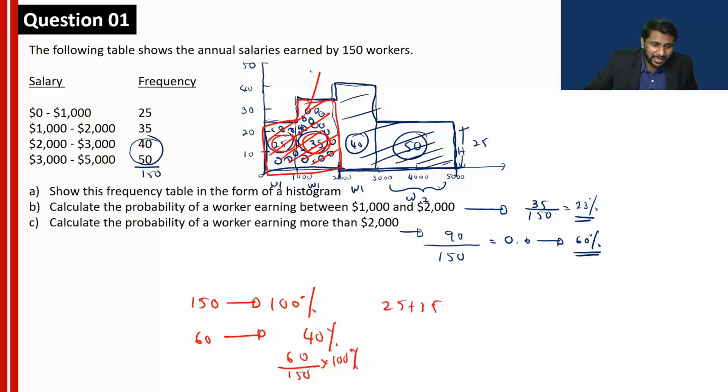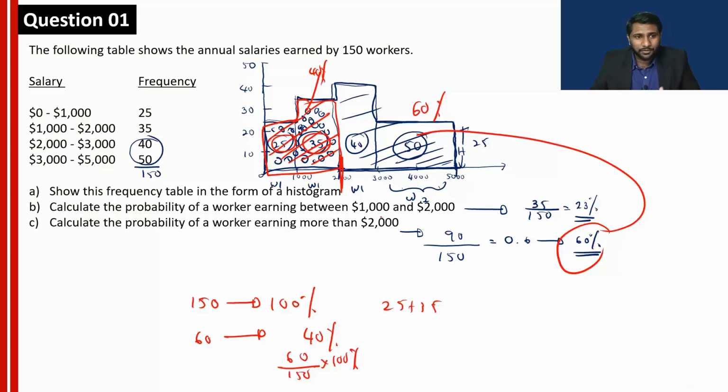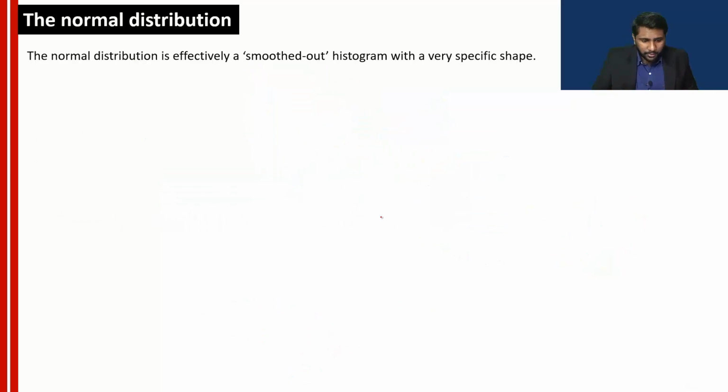So this red color area is showing you 40%, as we previously calculated. This blue color area is showing you 60%. Less than 2000 is 40%, more than 2000 is 60%. So what I want to teach you here is that from this histogram you can calculate the probability. Now we are going to take this learning to an advanced step, and we are going to find much more complicated probabilities.